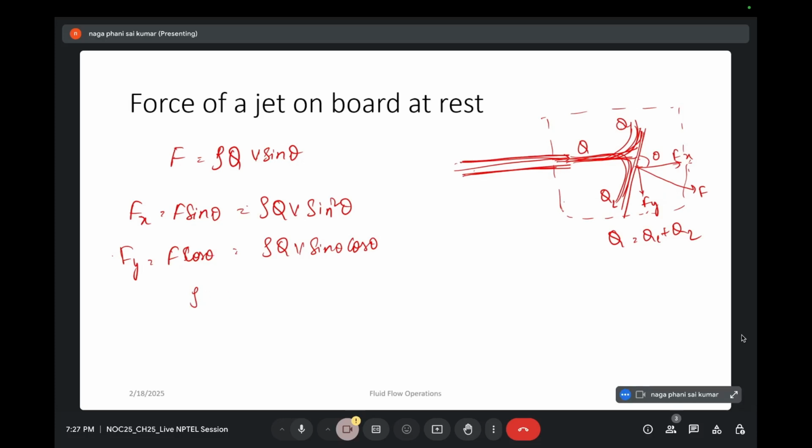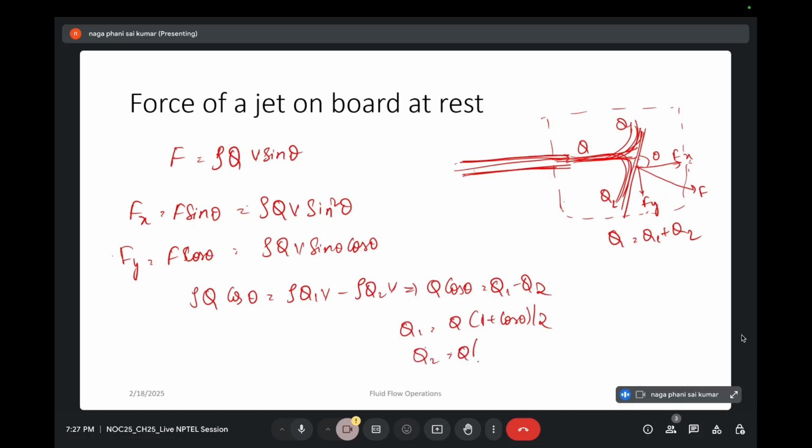rho Q v cos theta will be equal to rho Q1 v minus rho Q2 v, which is Q1 minus Q2. So Q1 will be equal to Q into (1 plus cos theta) by 2, and Q2 will be equal to Q into (1 minus cos theta) by 2.